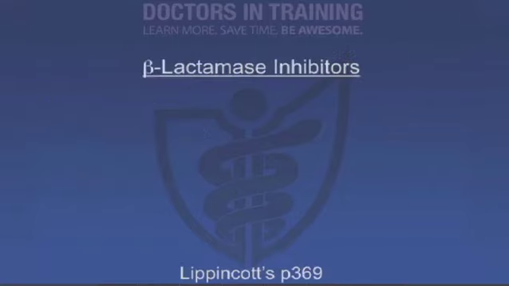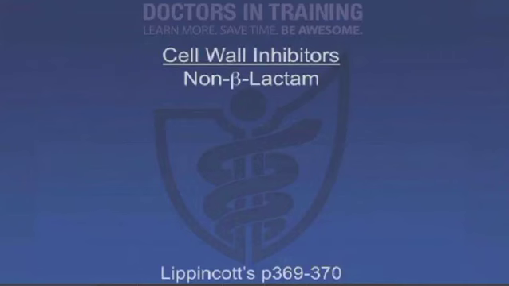We'll also be discussing beta-lactamase inhibitors. Since bacterial resistance to beta-lactams is a large and growing problem, we'll discuss these beta-lactamase inhibitors separately. And then we'll discuss non-beta-lactam cell wall inhibitors. The one you might be most familiar with is vancomycin.